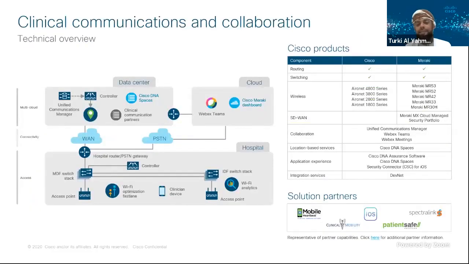And here again is an overall architecture of how we could build the best communication system and collaboration solution between the members of the hospital or the ecosystem. Maybe it could be in the same hospital or remotely, using the existing WAN links or internet connectivity, and also using the PSTN, and how we could integrate all those communications together and make it secure and stable.